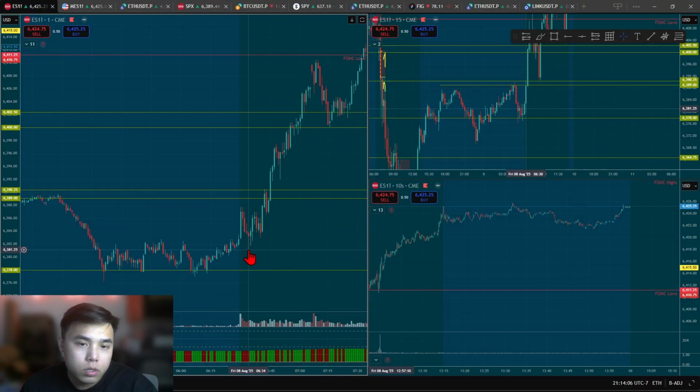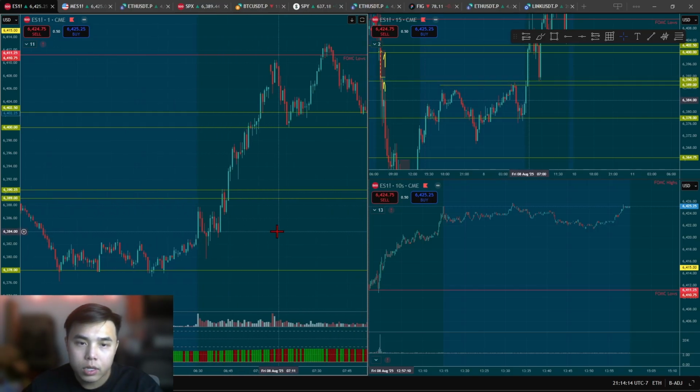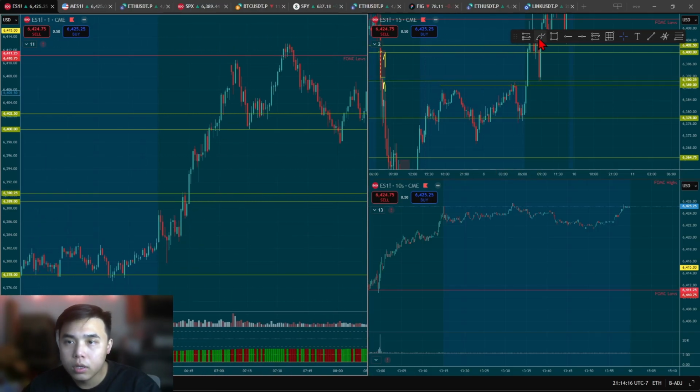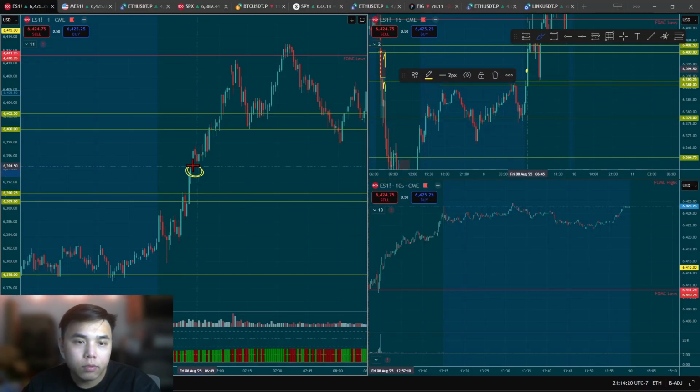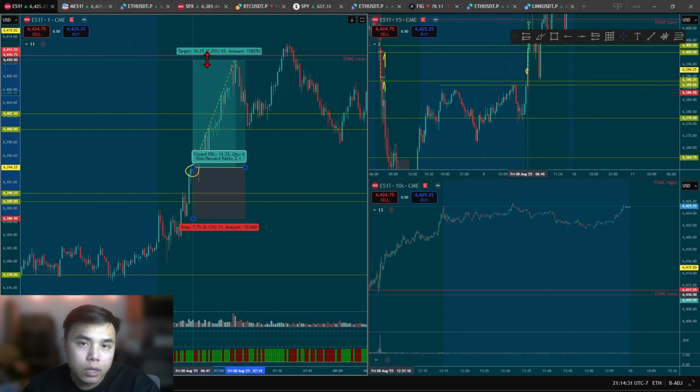In the first 15 minutes, it actually started to breach these highs. And that's how I take the trades on the S&P. Like if it breaches the highs, I wait for some price action to kind of resolve and show me that it's continuing upwards.